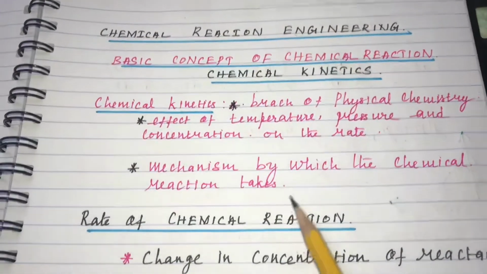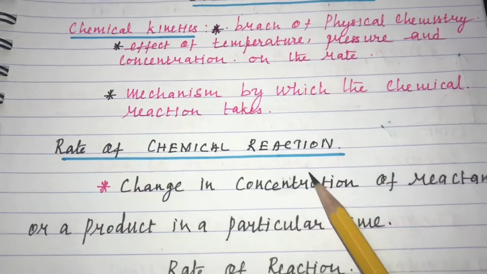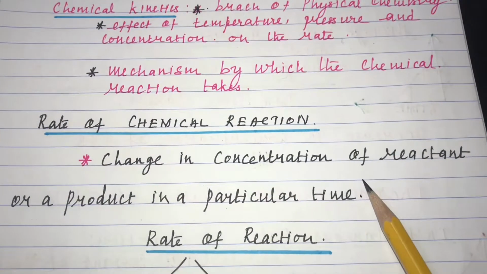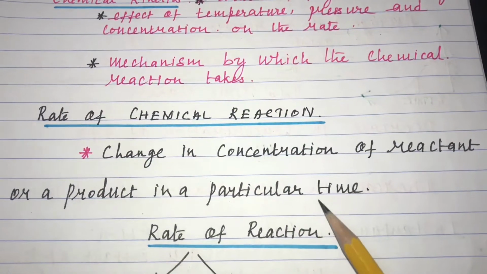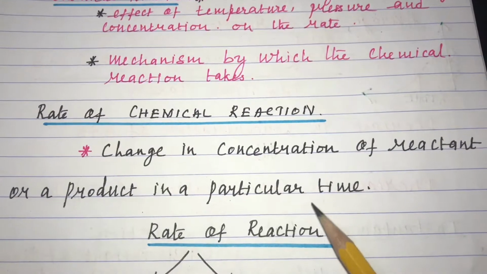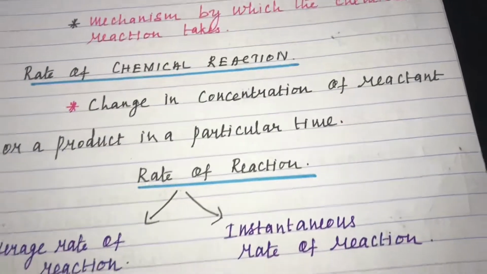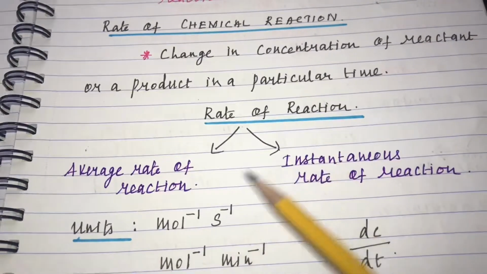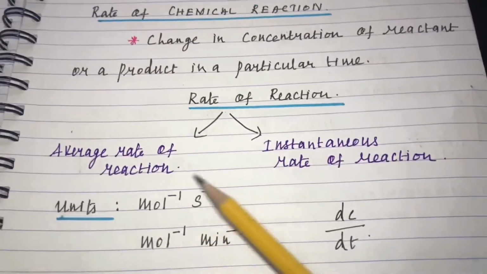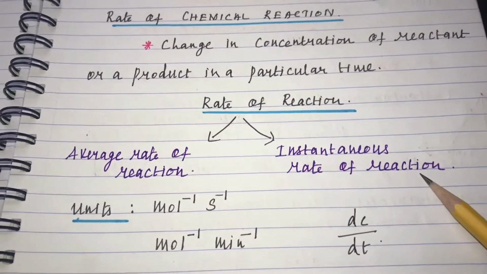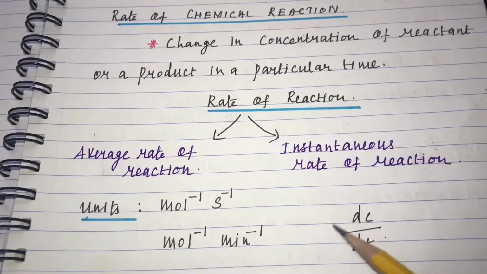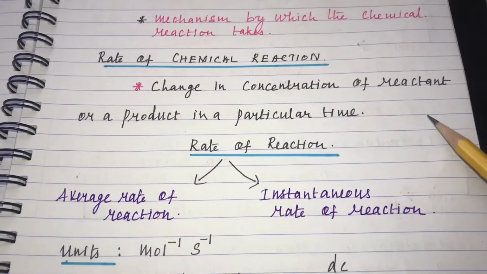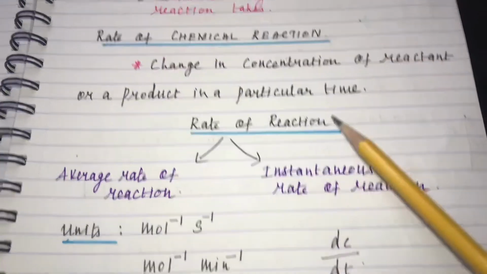The next one is the rate of chemical reaction. What is the rate of chemical reaction? Change in concentration of reactant or product in a particular time is called rate of reaction. Depending upon the rate of reaction, there are two types: average rate of reaction and instantaneous rate of reaction. As the rate of the reaction is the change in concentration of the substance, either change in concentration of reactant or product in a particular time.